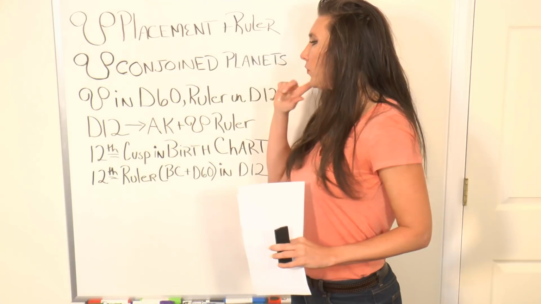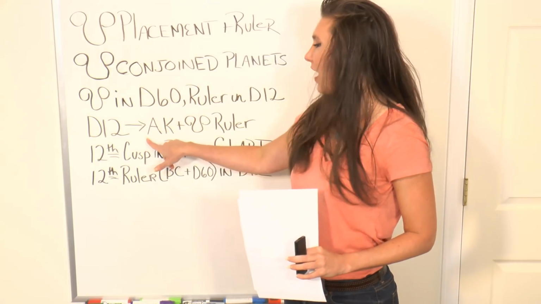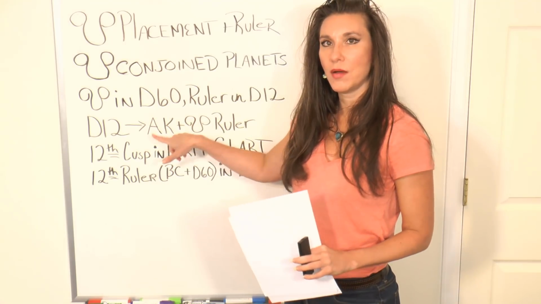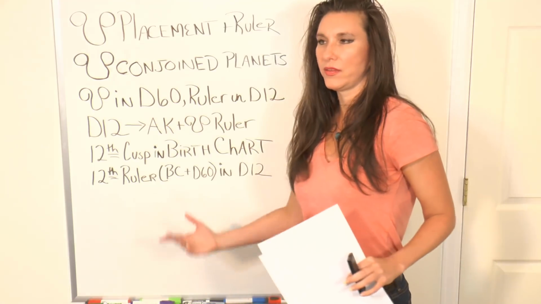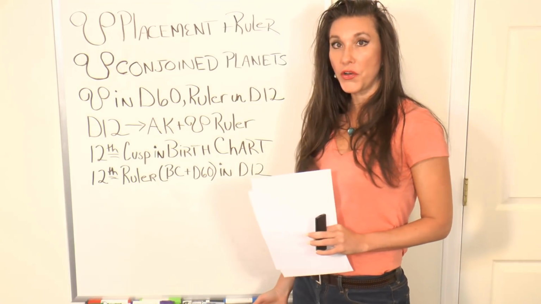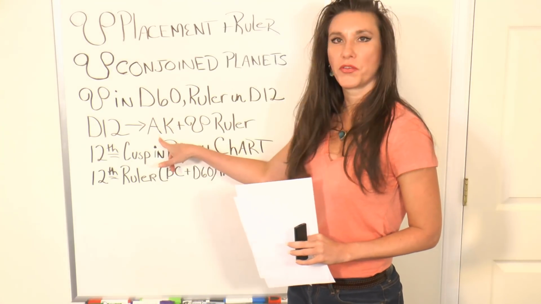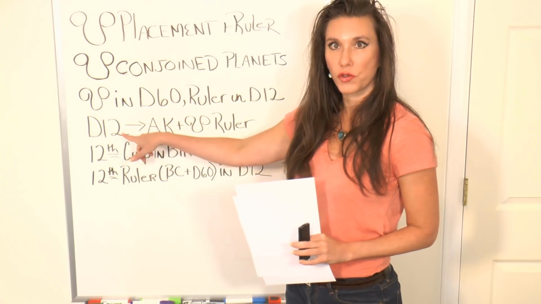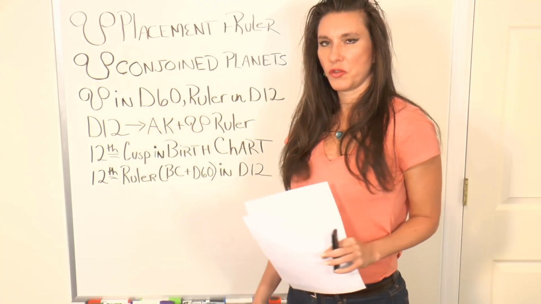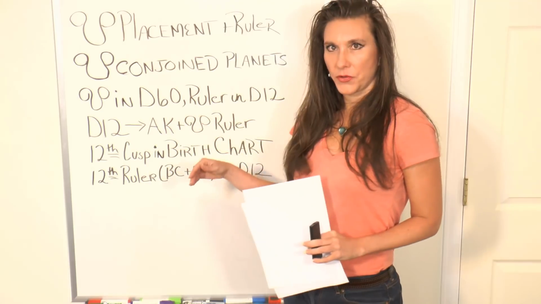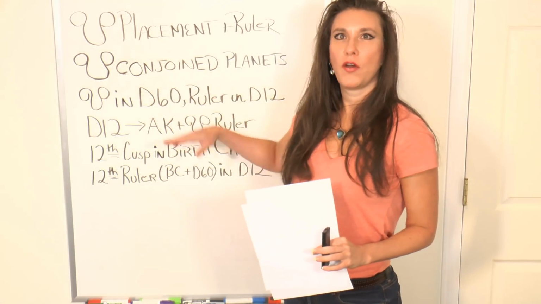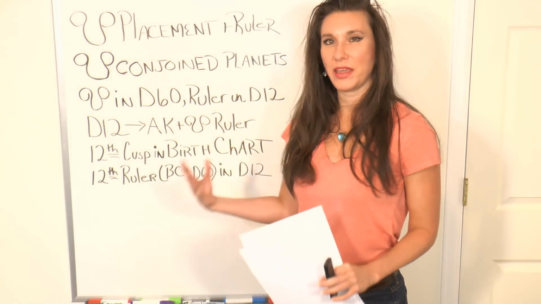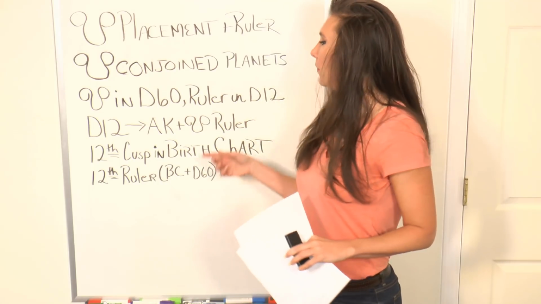In the D12, you look at the Atmakaraka. I have it here as AK for short, the Atmakaraka. So let's say your Atmakaraka is Mars. You're going to look for Mars's placement in this D12 chart, okay? In this divisional chart. That's another step. And I'm going to make a video for each of these things. So I'm going to explain them very thoroughly, okay?